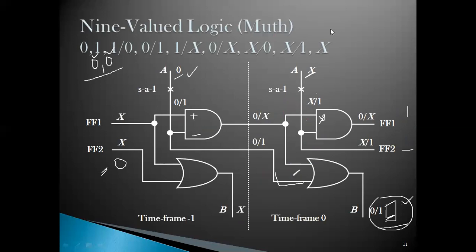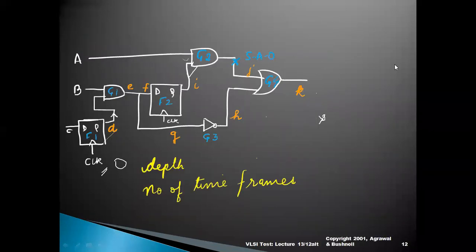So this is my same circuit, the removal of D, how we have analyzed, and we are able to detect a fault using the 9 value logic. Okay, so we try and take another circuit and see the analysis. So now this is another circuit in which we are going to apply my time frame expansion.